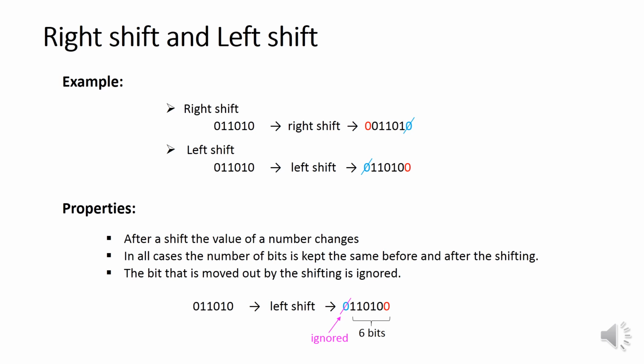Before going further, let's see some examples. This is an example of right shift, and this is an example of left shift. As you see, the shift pushes the bits to one side or to the other. Note that the bit that is moved out by the shifting is ignored and dropped. In all cases, the number of bits is kept the same before and after the shifting: 6 bits, 6 bits. And after a shift, the value of the number changes.